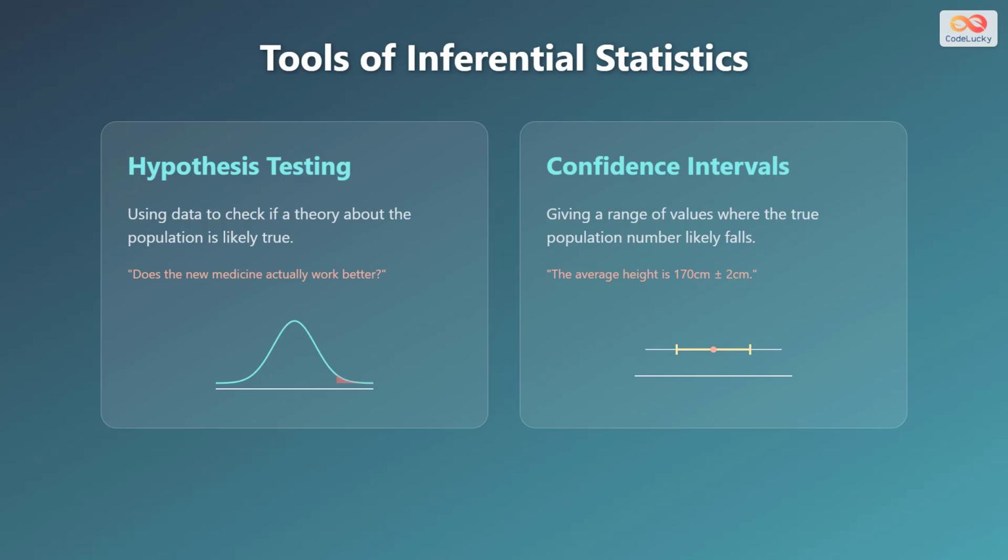We use specific mathematical tools to make these predictions safely. Hypothesis testing allows us to check if a theory about the population is likely true based on our sample data. Confidence intervals give us a range where the true population value probably lies, acknowledging that we can never be 100% precise when guessing.